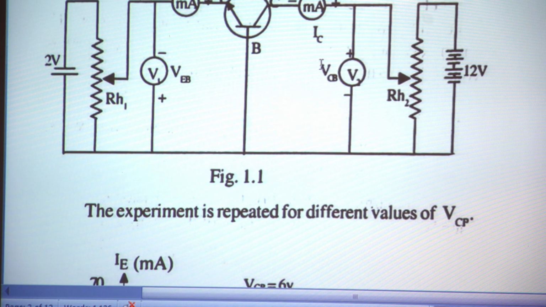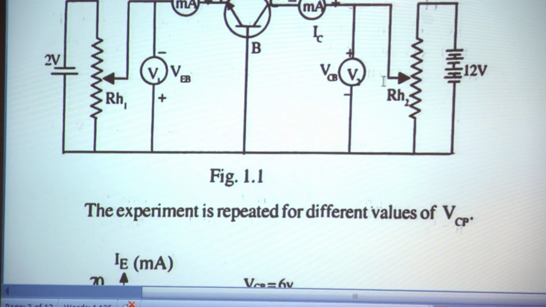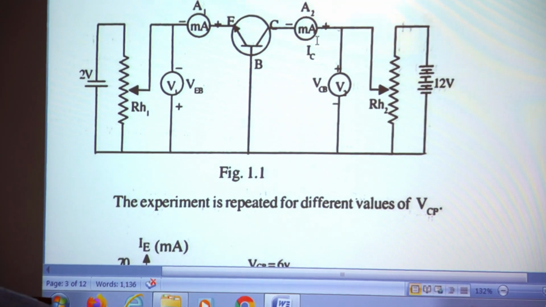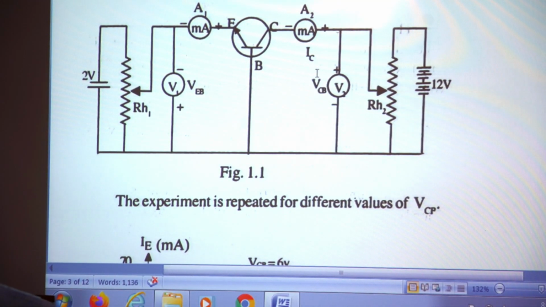For each value of collector base voltage, we find out the collector current. Say VCB is equal to 1 volt, find the collector current. Say VCB is equal to 2 volt, find IC. VCB 3 volt, find IC, etc. So we are getting the readings between IC and VCB. Now it is repeated. We are changing the value of input current, that is IE is changed to a value of say 20 milliampere, keeping IE constant.